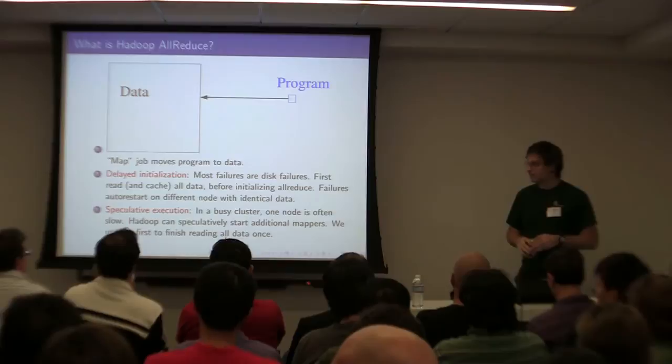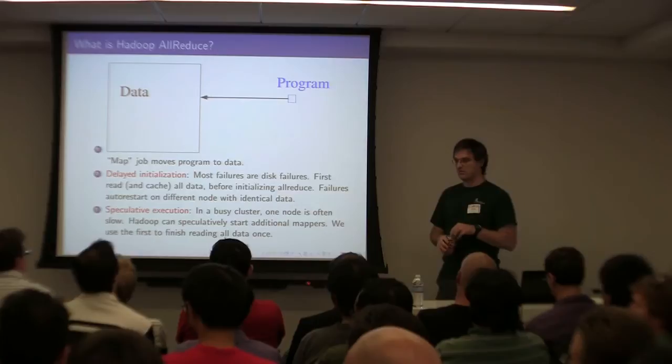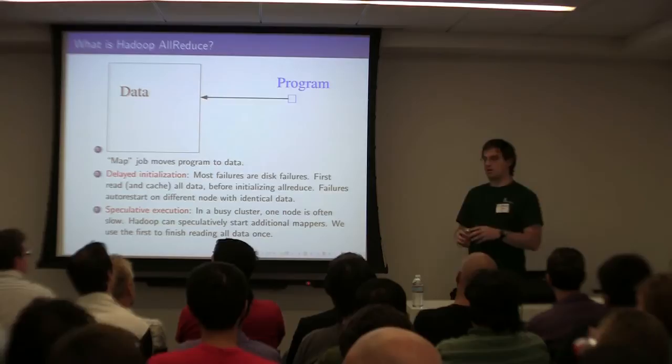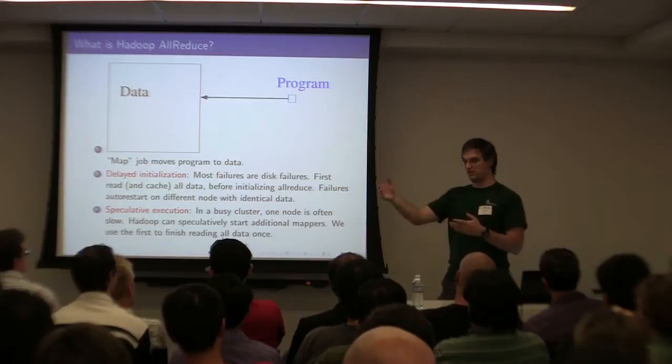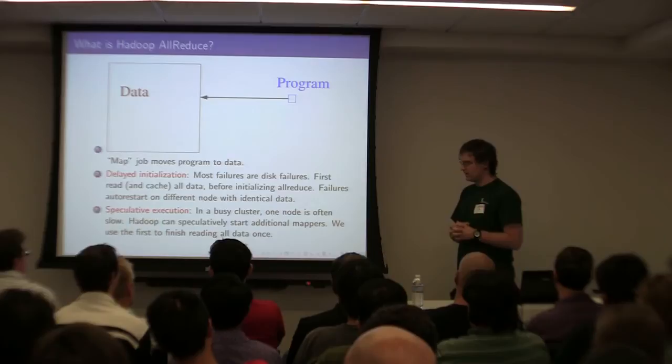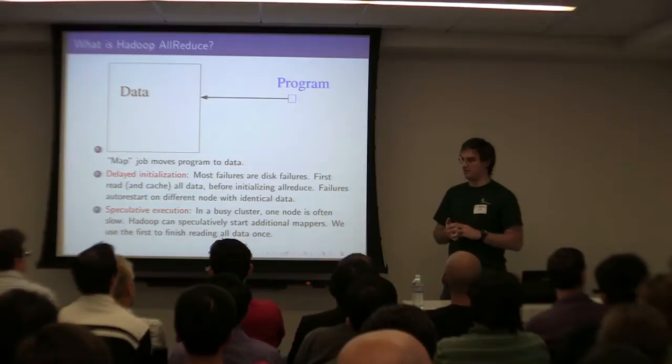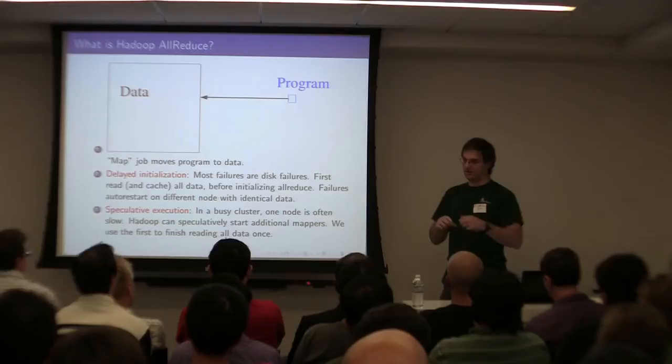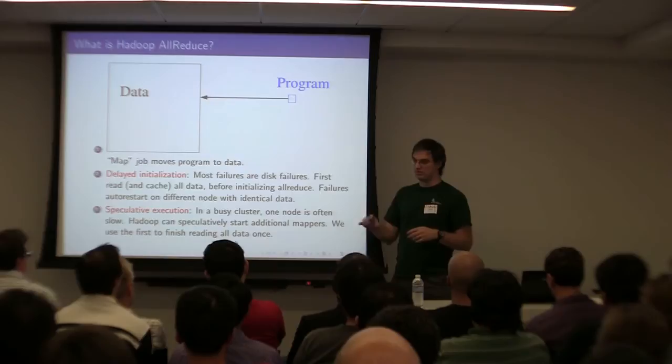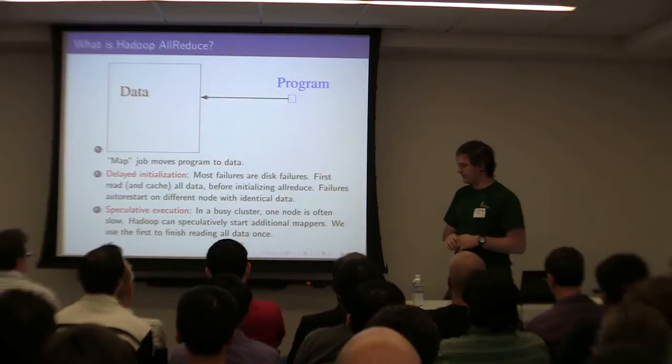How much slower is the slowest machine than the average in general? It depends a lot on how many machines you're using simultaneously, and also on exactly what the external load is. For the clusters that we were working with, we could see the slowest machine be a factor of 20 or 30 slower than the fastest machine on the same amount of data. Speculative execution brought that down to a factor of two or three slower, essentially.